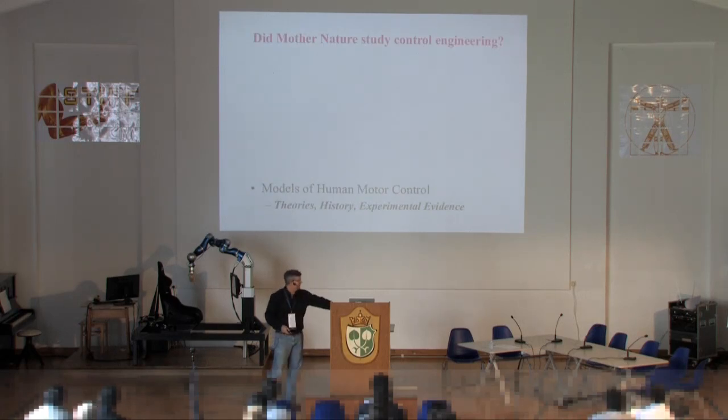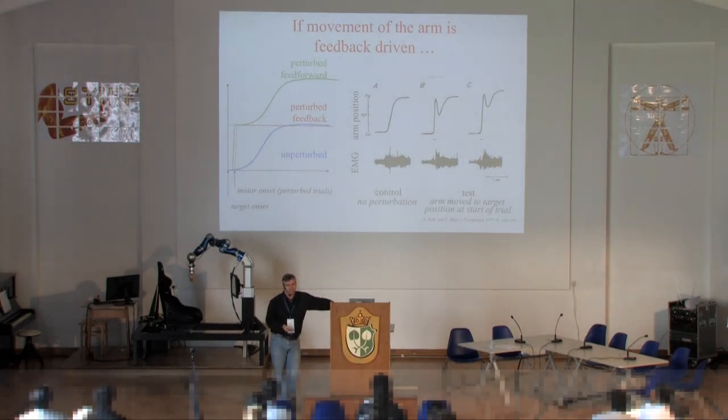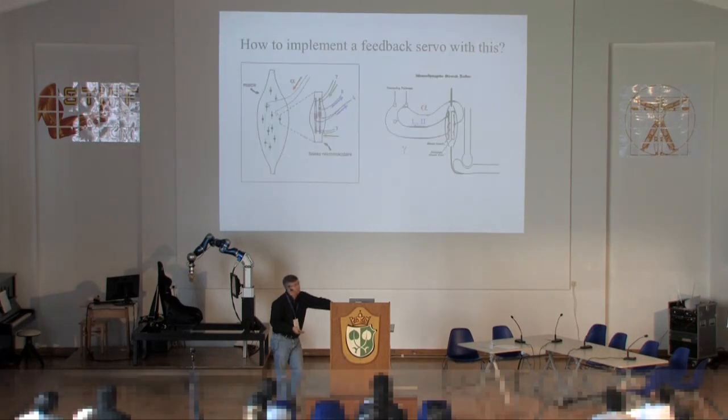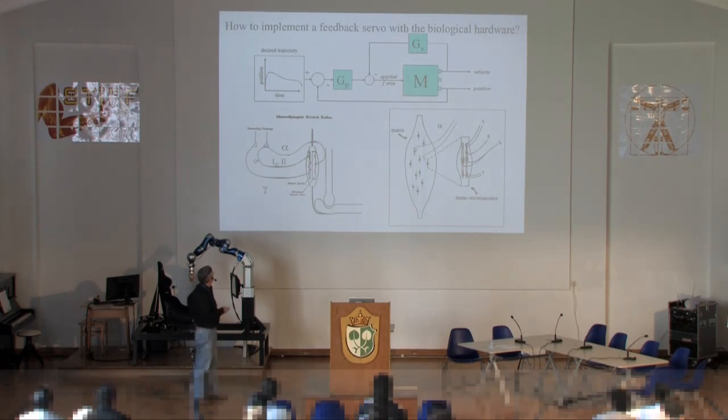So then the question is, if we say that there's some feedback control going on here from this example, okay, so we assume that there's some kind of feedback mechanism, how do we generate that from this? Here's the idea that Merton had in the late 50s and 60s. What we're trying to do is replicate this circuit where we measure position and velocity and compare that to some desired trajectory, and that generates the forces that are going to cause the limb to move.